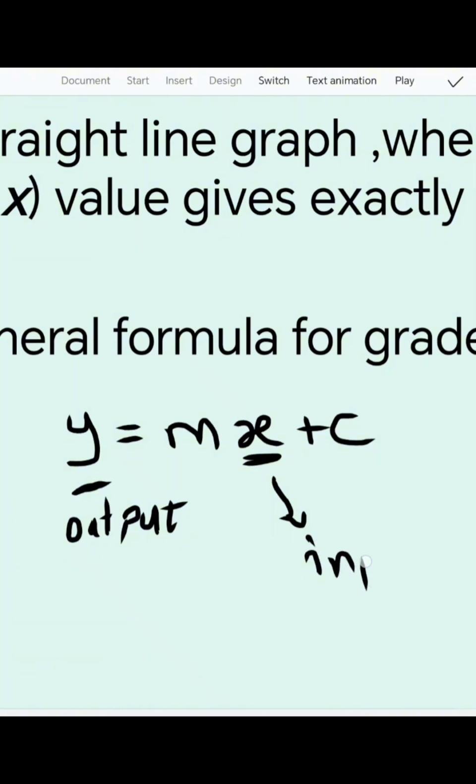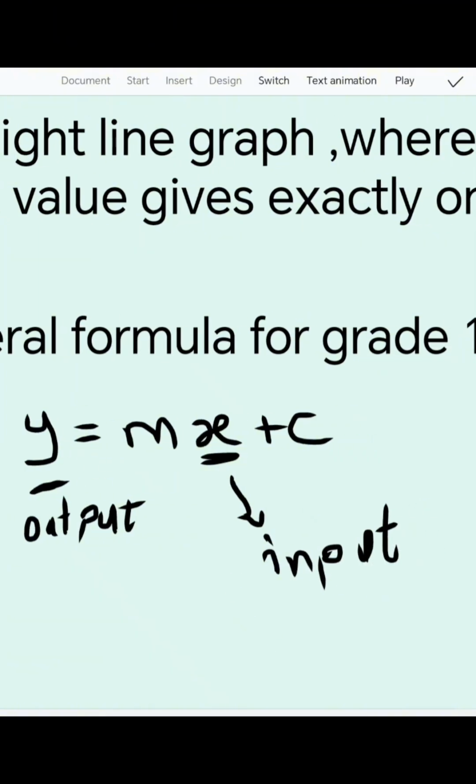I already explained how these work, so make sure you understood the example so that you may understand this fully. Now they've added something here, which is C and M. So now I have to know what this C and M is doing in my formula. This is the general formula in grade 10 that we have to learn. Just write it in your notebook. It's very important.